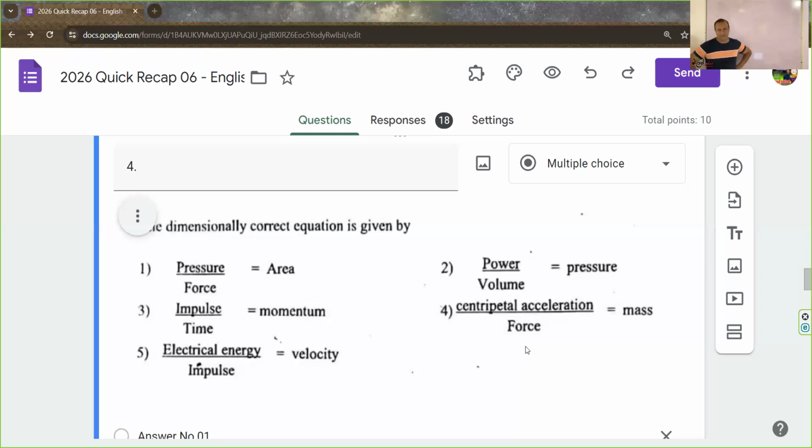Now you can simply use your dimensional analysis knowledge or unit knowledge to solve this question.